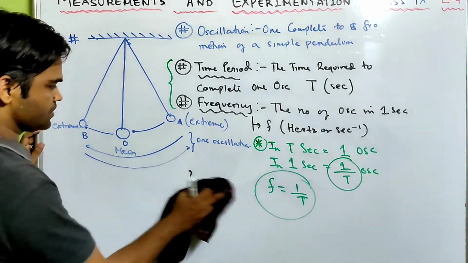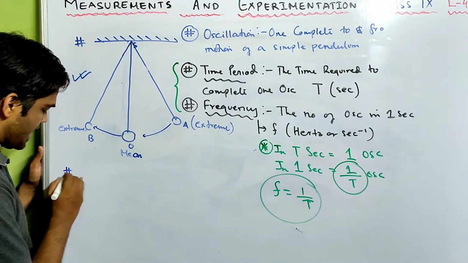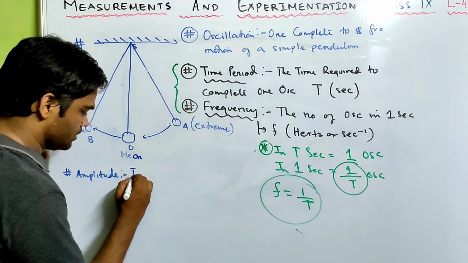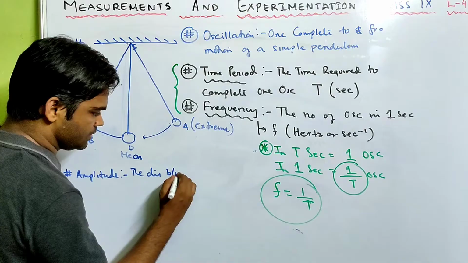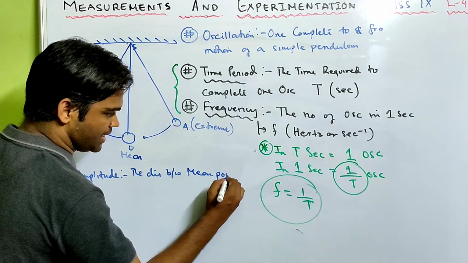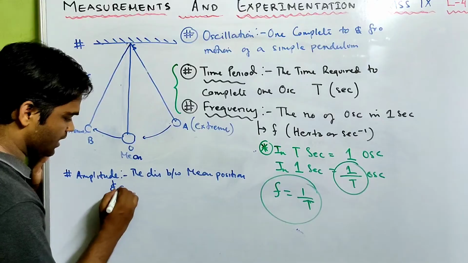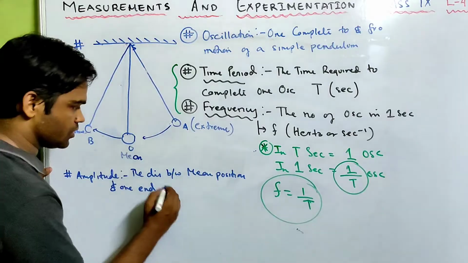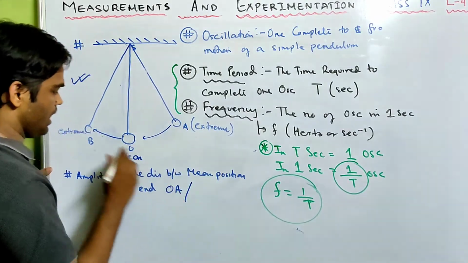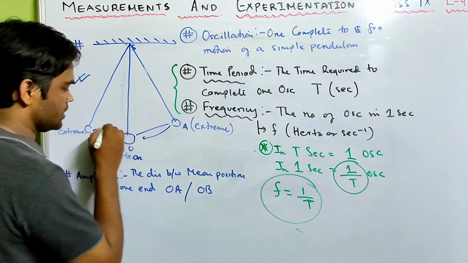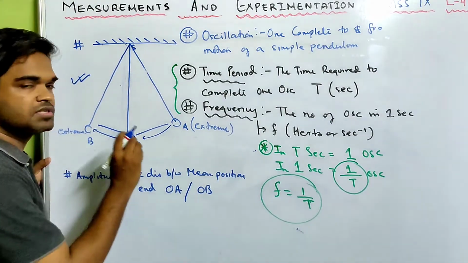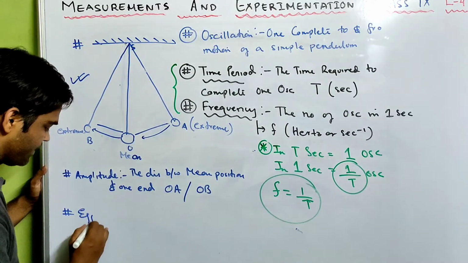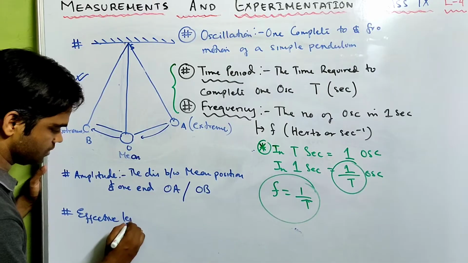Now look at a few more terms. I'll just rub this part. Amplitude. Now what is amplitude? Just look over here. The distance between the mean position where the bob is at rest and one end, which means the extreme, is known as amplitude. In this case you can say OA and OB. This is your amplitude of the simple pendulum. Clear? One more term, effective length. Now what is this?